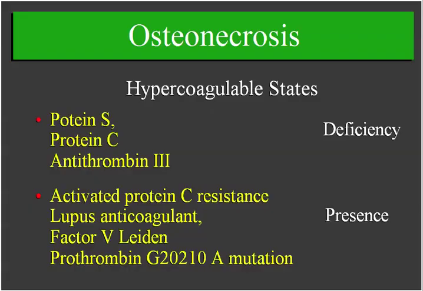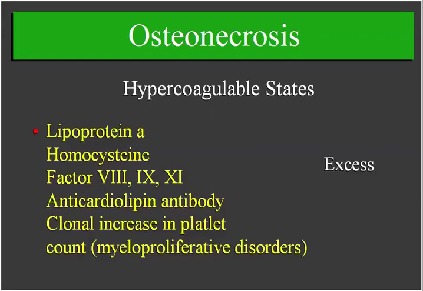The more traditional test questions that you'll see, risk factors for osteonecrosis, generally protein S, protein C, and anti-thrombin deficiency. You see that a lot. Lupus anticoagulant has also been one that you see on the tests. Lipoprotein small a excess and homocystinuria are also ones that you'll see in the test.